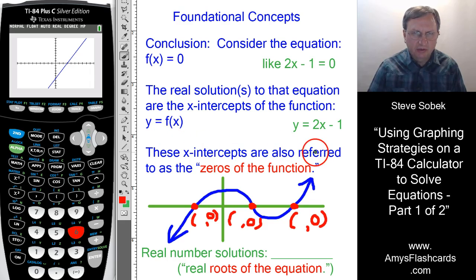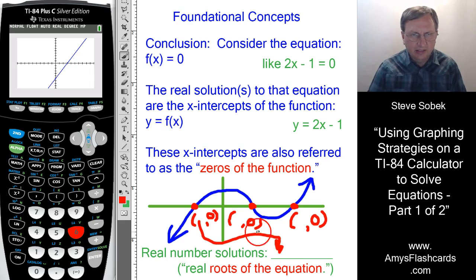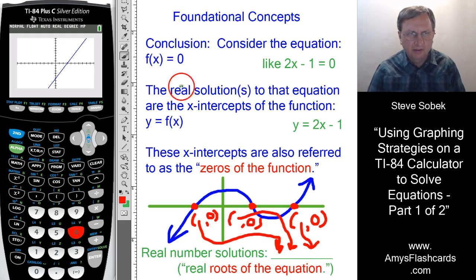The x-intercepts are also referred to as the zeros of the function. Those are the values for x that make the y value 0. These are the values for x of those points where a graph passes through the x-axis. So the solutions to the original equation would be these x values. We would take that and put that in the solution set. Take this x value, put that in the solution set. Take this x value and put that in the solution set. And based upon this particular graph, we would have 3 solutions to the equation f of x equals 0.